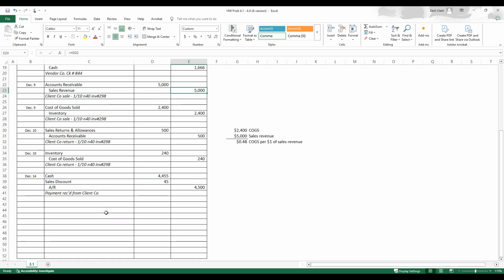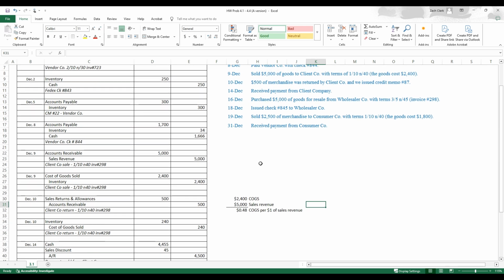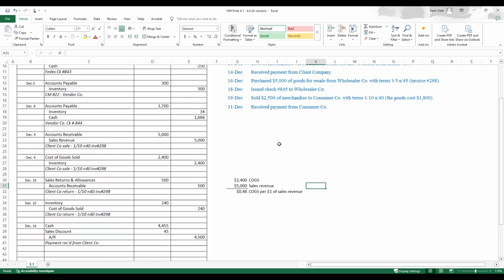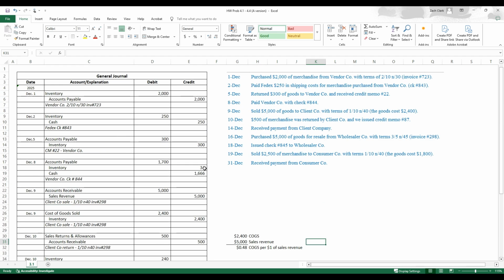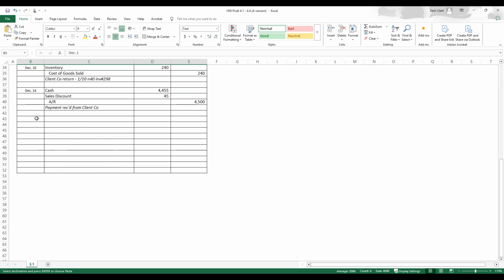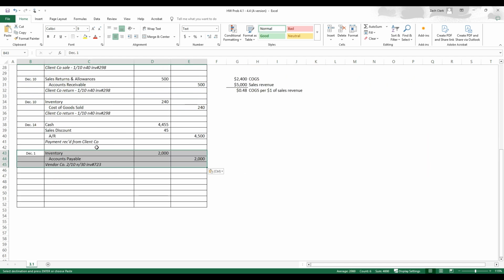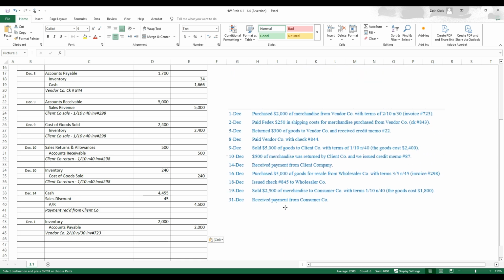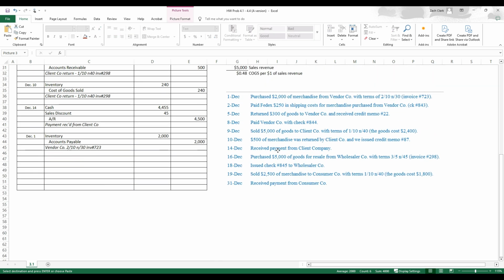All right, so let's see where we are now. On December 16th, we purchased $5,000 of goods for resale. So another purchase transaction. We can just go up and I'm going to steal our original entry here, and move this down so we can see it as we go. This is the 16th here. So we've got inventory, 5,000, I think it said 5,000, yeah.